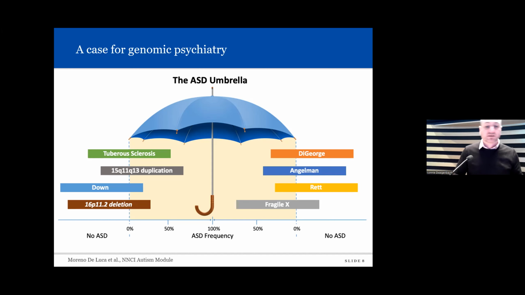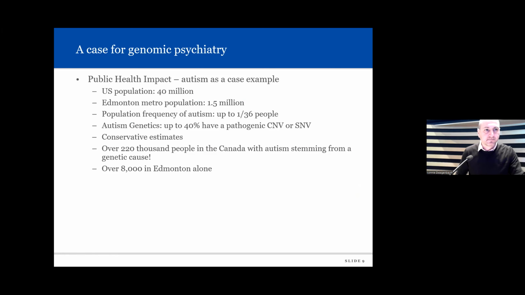For example, a significant proportion of people with Fragile X syndrome are going to have autism, but a much smaller proportion of people with Down syndrome are going to have autism. But they are both going to contribute to the space under this autism umbrella, to the universe of people on the autism spectrum. So again, just a quick way of trying to understand that overlap and heterogeneity. Now, why is this relevant?